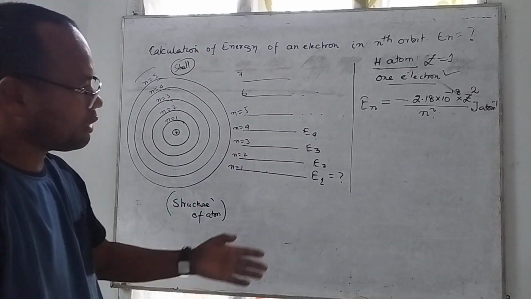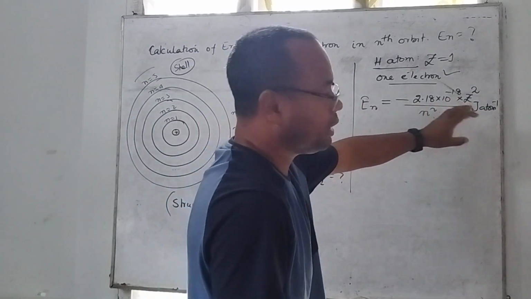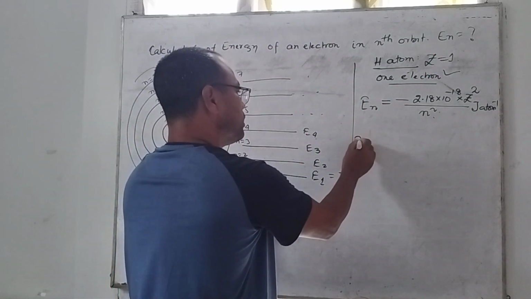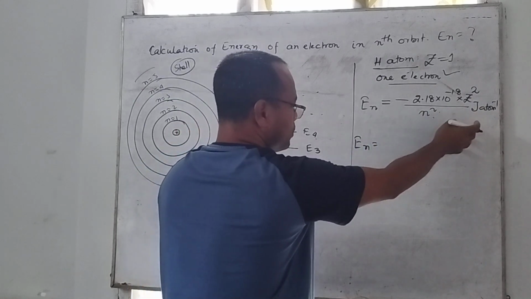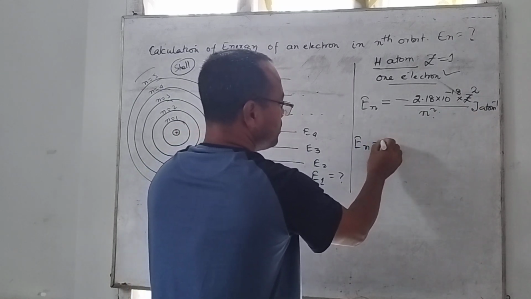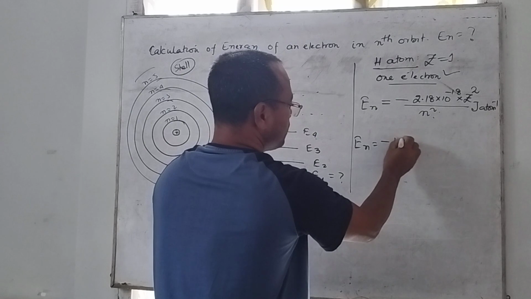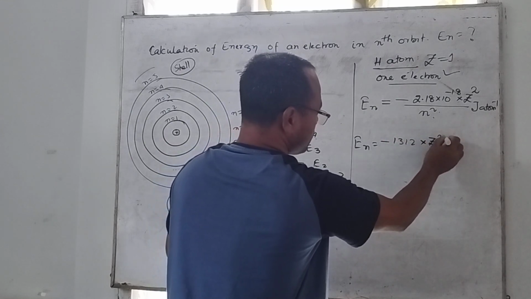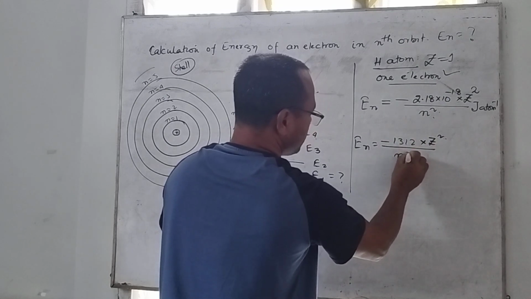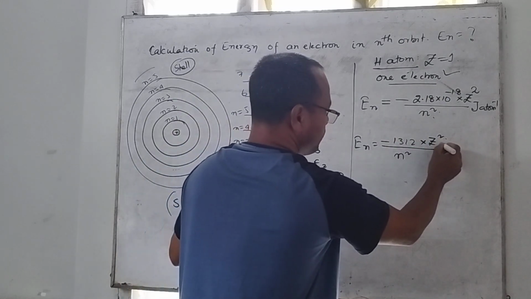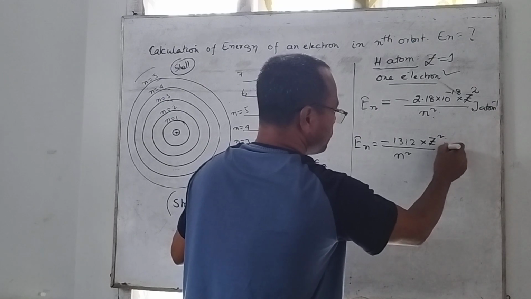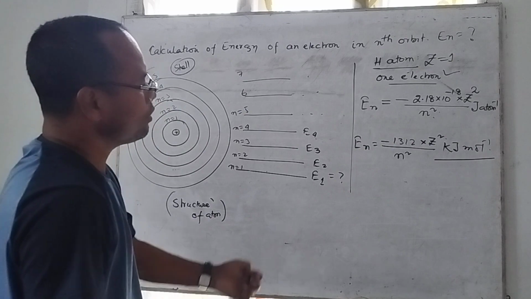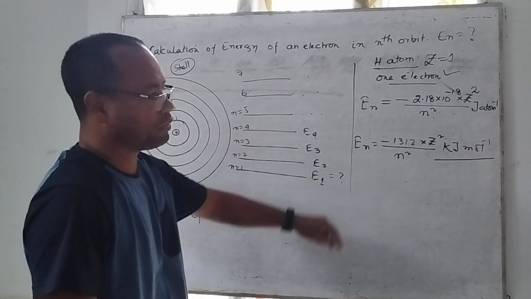When we calculate in joules per atom, we use these values. On the other hand, when we calculate in kilojoules, we get another quantity. So we have 1312, into Z squared and n squared, where n is the number of the orbit. What is the unit? Kilojoule per mole. This is the formula, right? So we can use this formula.